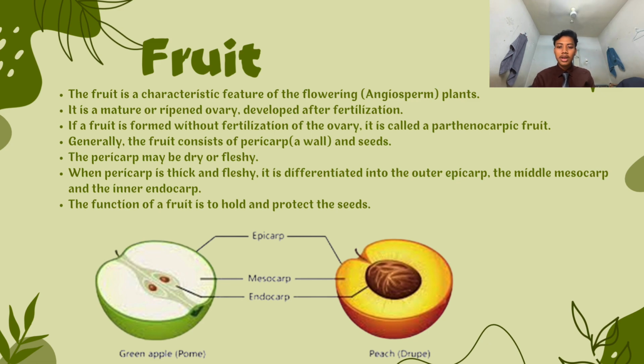The pericarp may be dry or fleshy. When the pericarp is thick and fleshy, it is differentiated into the outer epicarp, the middle mesocarp, and the inner endocarp. Last, the function of a fruit is to hold and protect the seeds.